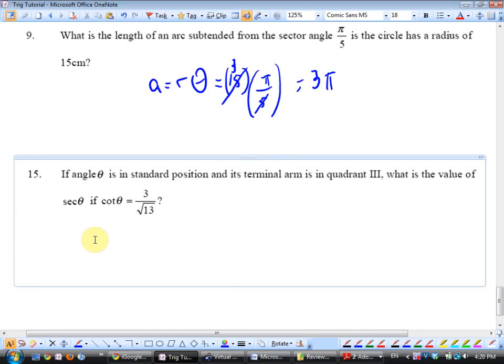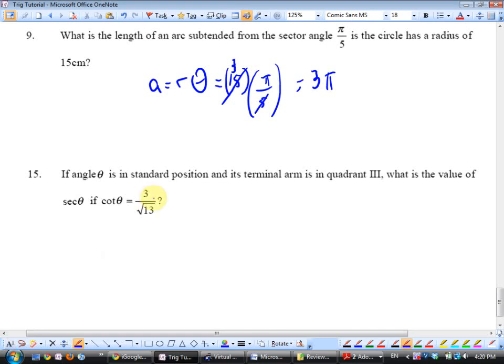Secant. I see they've given exact values, but this is not special triangles. I think this is X, Y, and R questions. So right away, I'm going to say, well, secant theta, secant goes with cosine. Secant is R over X. Now, what did they give me here? Cotangent. Cotangent is what over what in terms of X and Y and R?